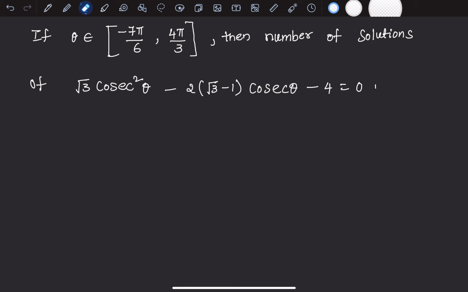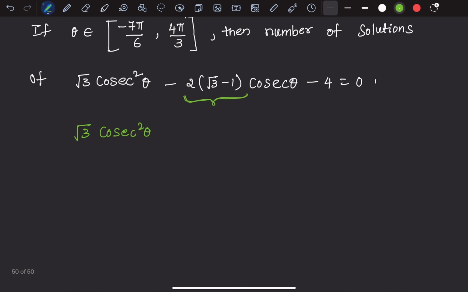So the moment you see this term, you should get the idea that you have to split this term and write it as two different terms. I have explained this in the first shift as well. You can refer to that video. Root 3 cosecant square theta minus 2 root 3 cosecant theta plus 2 cosecant theta minus 4 is equal to 0.